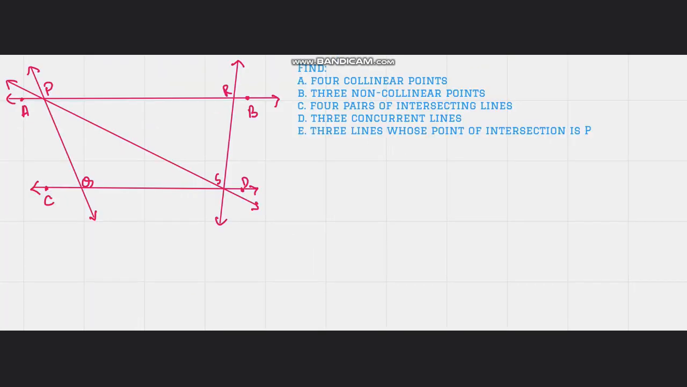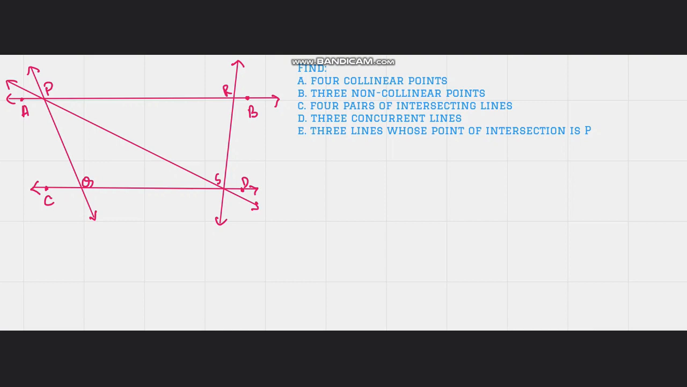Hello students, I hope you have understood my previous video about different points like collinear points, non-collinear points, intersecting lines, concurrent lines, and parallel lines. Now, based on that, let us solve this question.